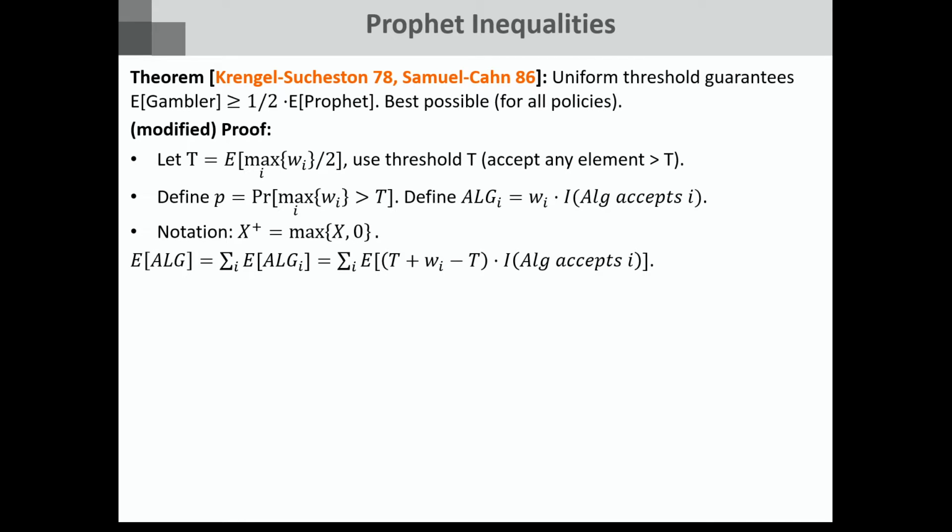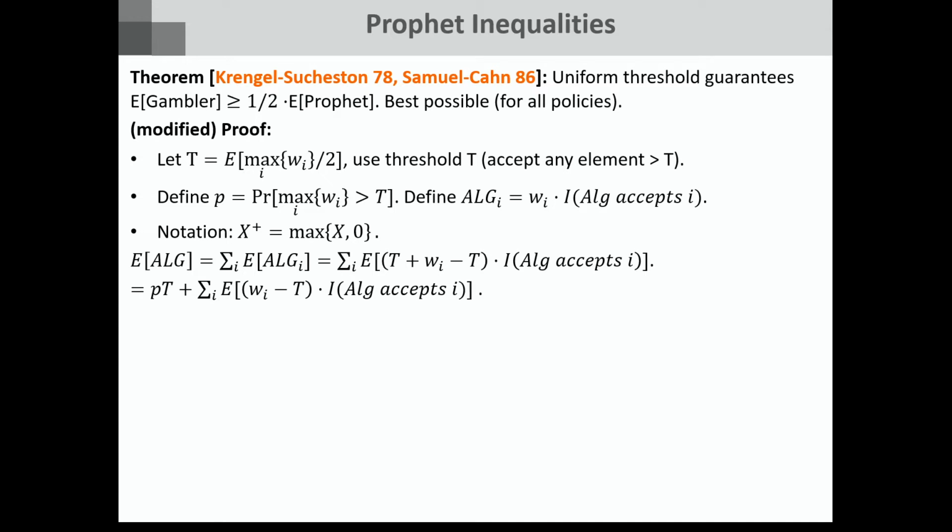Okay, so this first line is straightforward. So what are we going to do? We're going to decompose the expected reward of the algorithm to just sum over every element the expected contribution of the element to the algorithm. And then all we're going to do is we're going to take ALG i and we'll break up w_i into w_i minus t and plus t. Okay, so for the second line, we'll observe that t is a constant. So the expected value of t times summing over all i the expected value of this indicator that the algorithm accepts i is just going to give us t times the probability that the algorithm accepts something.